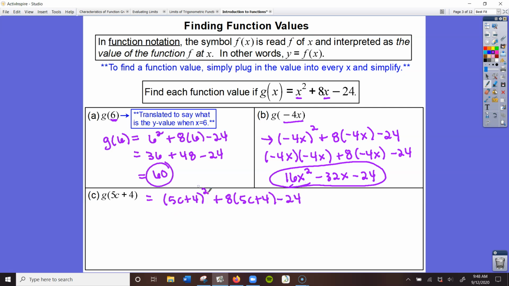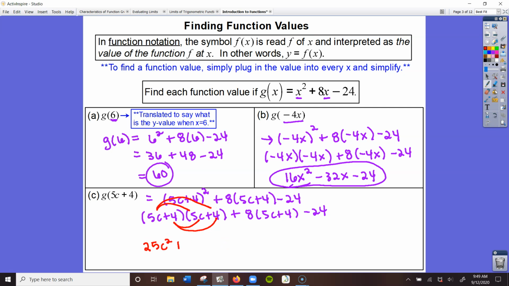Now when you have a binomial that is getting squared, that means that we have 5c plus 4 times itself, 5c plus 4. Meaning that we are going to have to FOIL. And remember that FOILing just means that we take every term from the first binomial and distribute it to every term in the second binomial. So what we would do is we would do 5c times 5c, and then 5c times 4, then 4 times 5c, and then 4 times 4. So this would give us 25c squared.